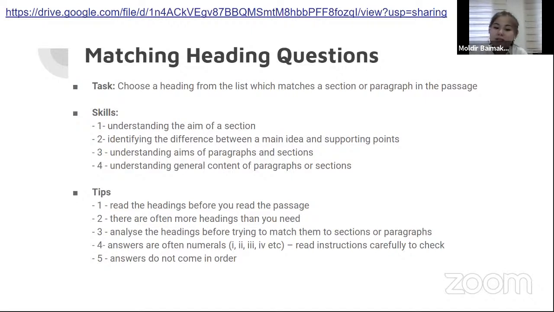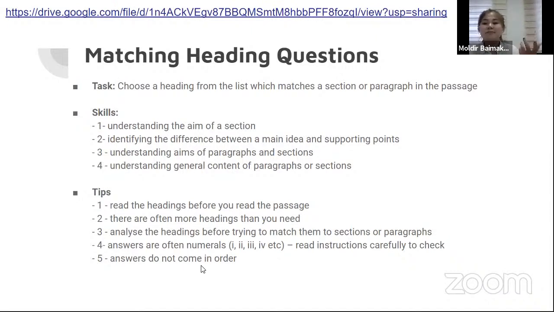Yeah, if it is Greek numerals, for example, and you write 4 as in our ordinary numerals, then it's going to be wrong. So that's why use this. Okay. Answers do not come in order. Actually, it's not only matching headings, but also matching information and matching features. So these are the exceptions from the rule that everything comes in order.